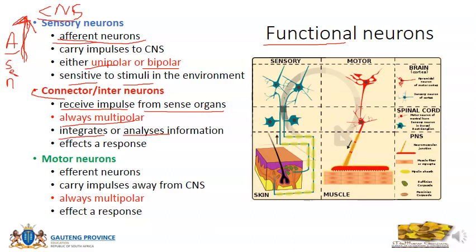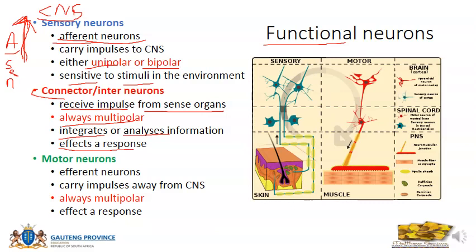It picks up changes in the environment, sends in the form of information. The information is integrated and analyzed, and a response is being formulated. So the connector neuron will then effect a response or formulate that response.